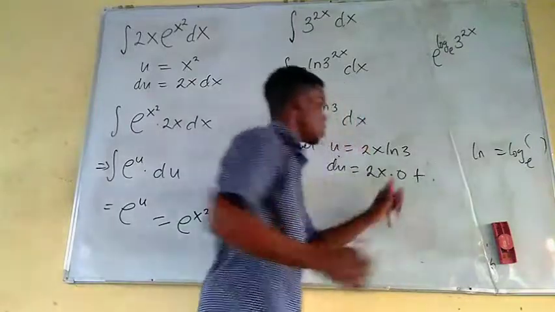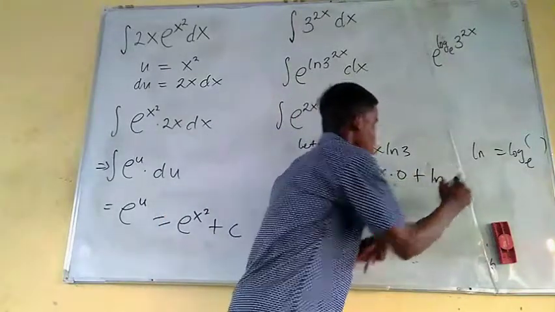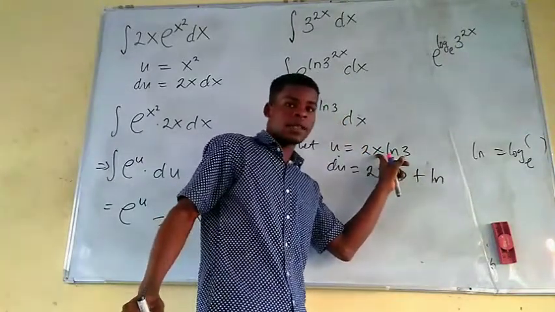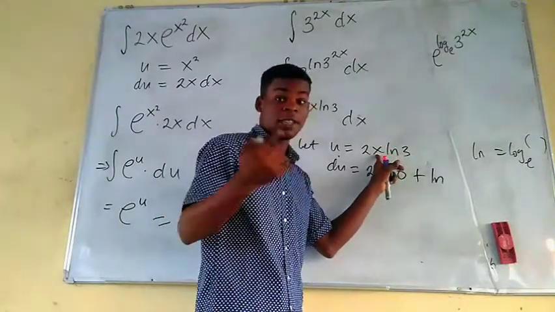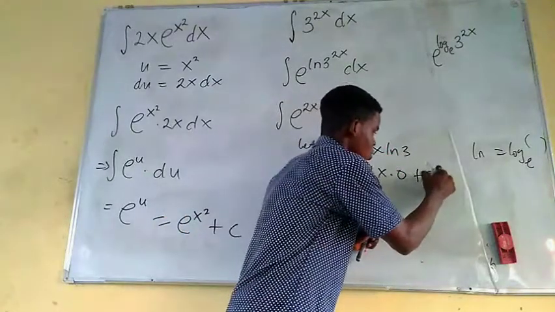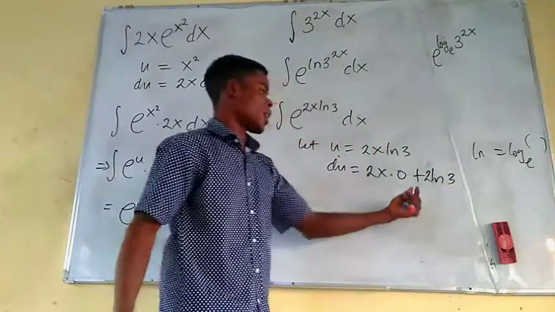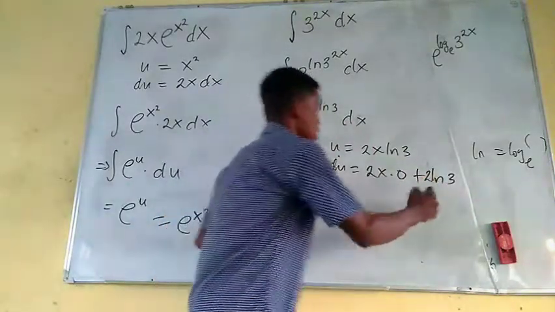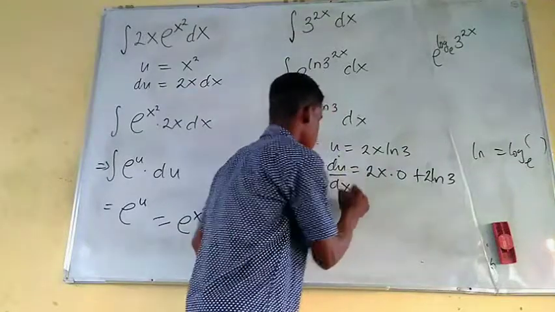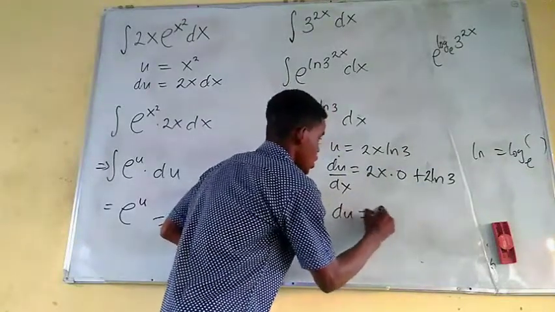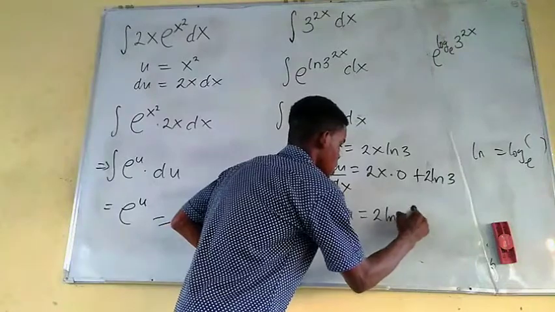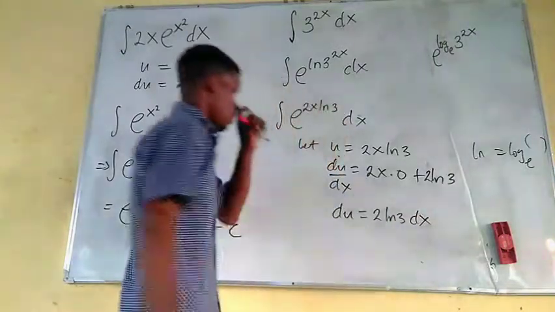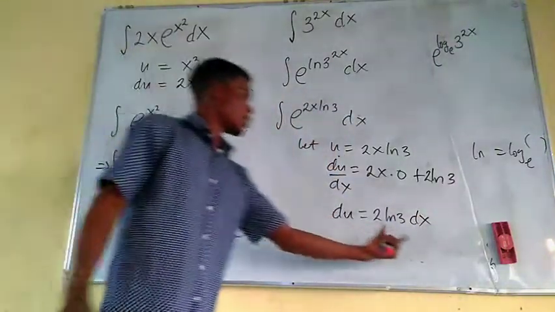We add it with, now we keep ln 3 this time and take the derivative of 2x with respect to x, which is just 2. So we multiply this by 2, and it is 2 ln 3. We are left with 0 plus 2 ln 3, that's just 2 ln 3. And this is the derivative of u with respect to x. So we have du equals 2 ln 3 times dx.